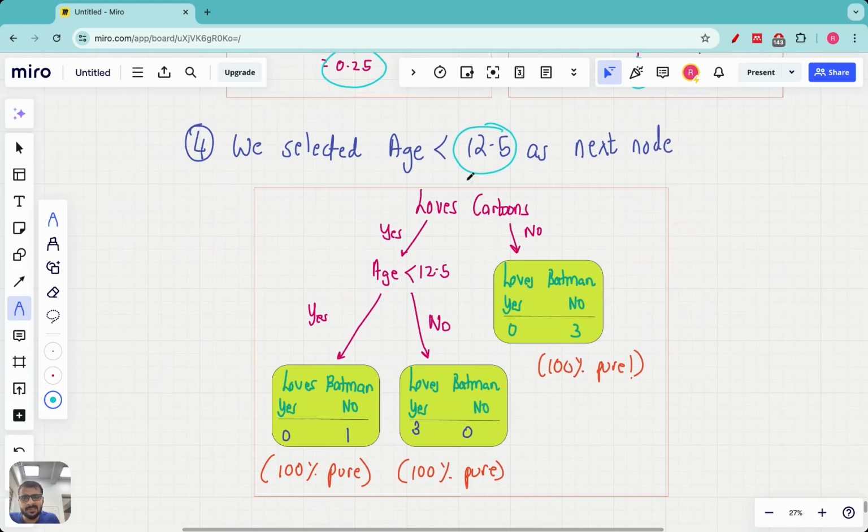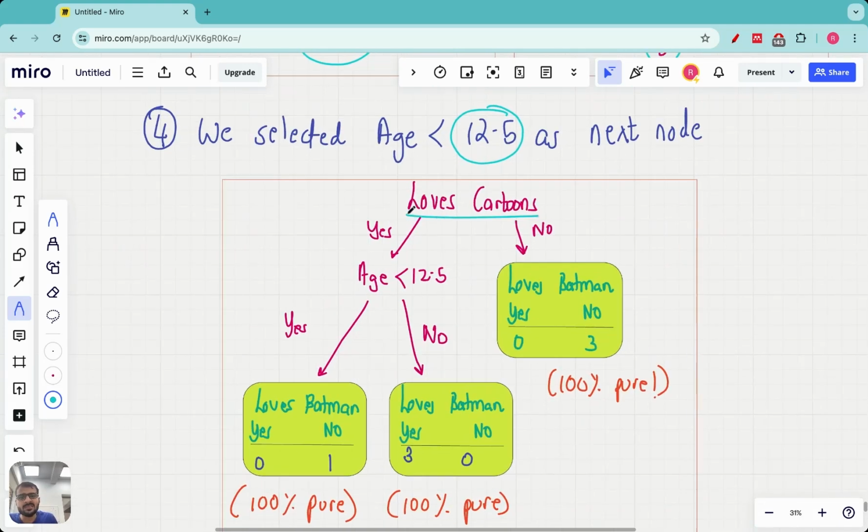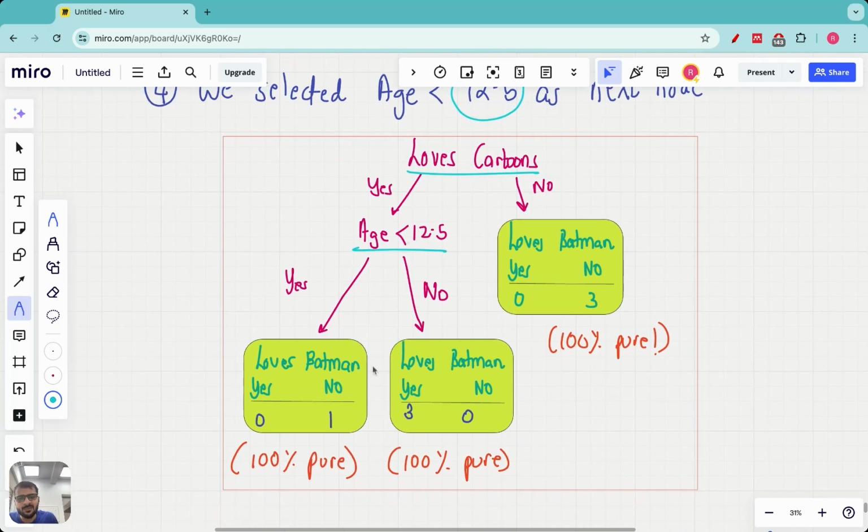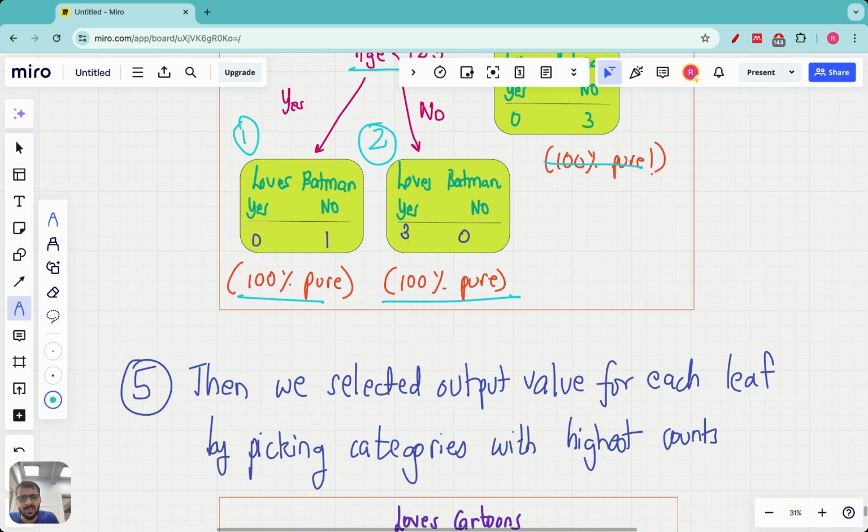And up till this step number 4, we are at this stage where we asked loves cartoons, yes and no. In the yes branch, we asked age less than 12.5, and then again it split into yes and no. This kind of a structure gave us 3 leaves: leaf number 1, leaf number 2, and leaf number 3. We saw that all of these leaves are 100% pure. So we stopped splitting the decision tree.